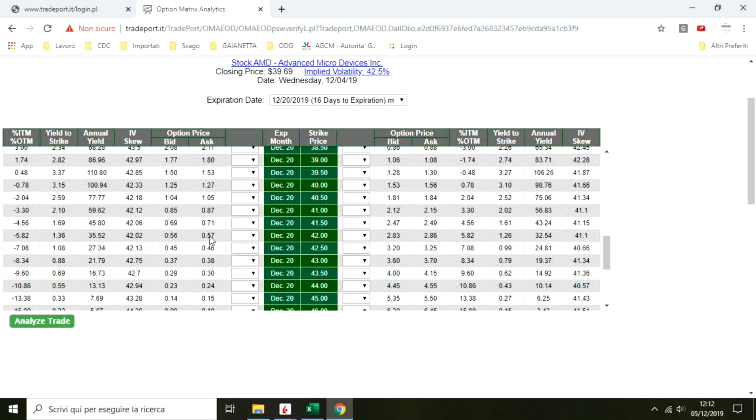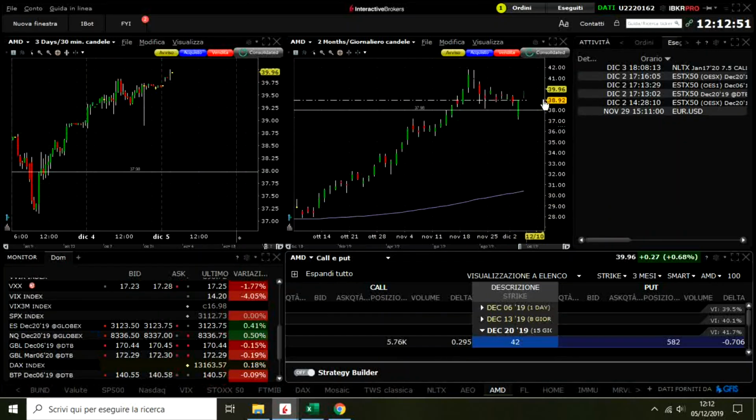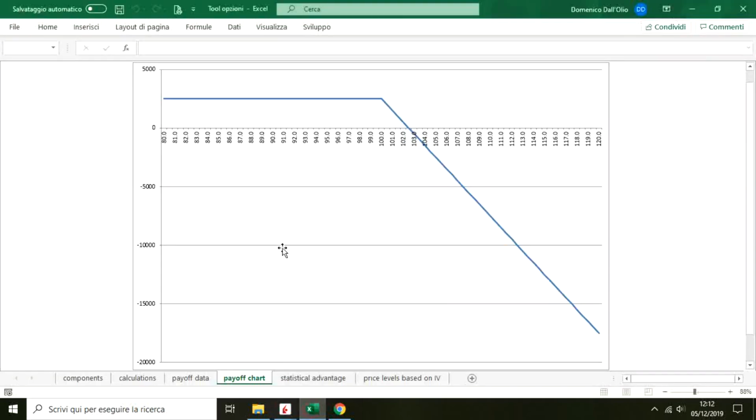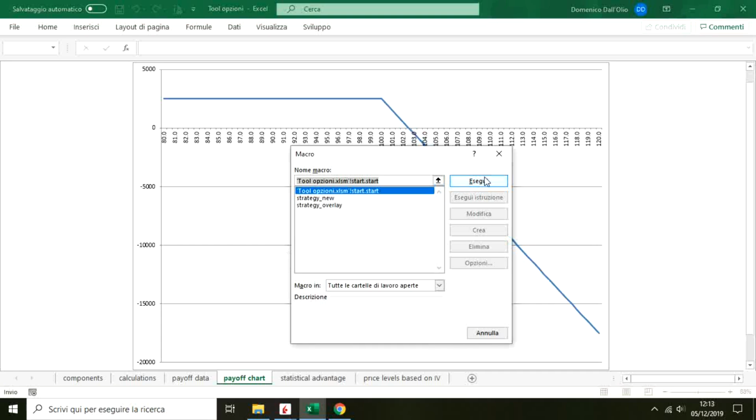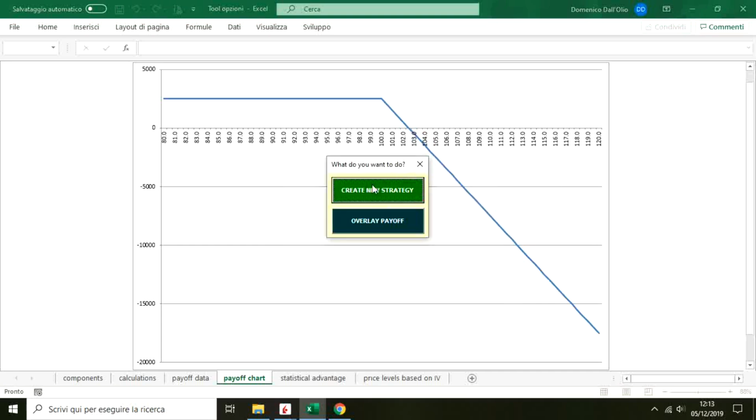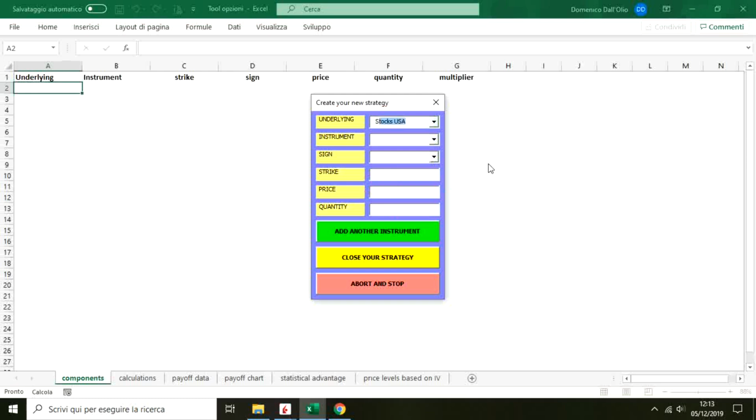So if I want to purchase this right away, I will have to hit the best ask and buy for 57 cents of dollars per share. The lot is fixed, 100 shares, so I'm going to pay $57. And given that the premium is 0.57 per share, my break-even point would be $42.57.